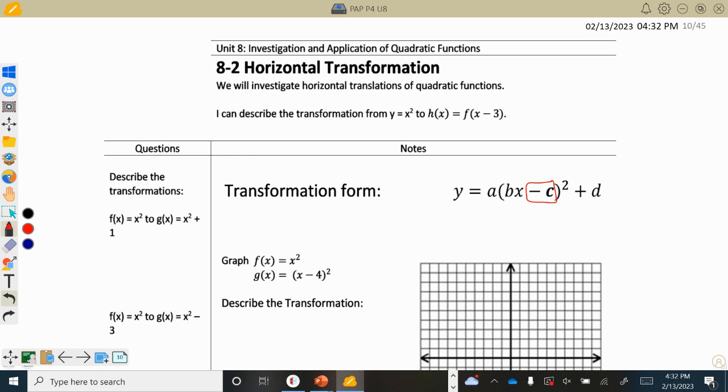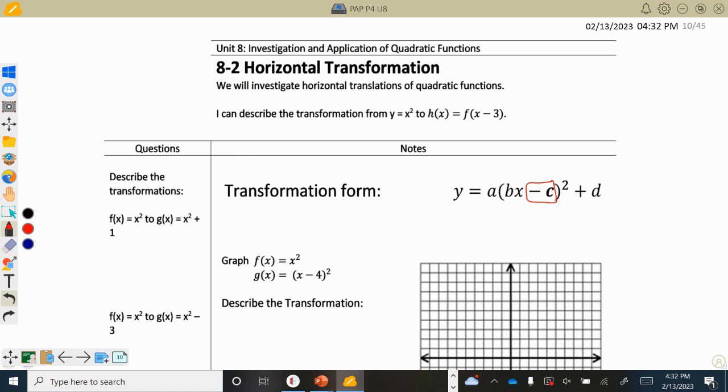And actually, because it's inside the parentheses with the x, if you will remember, oh gosh, did we do this with linear? I don't remember. I know we talked about it briefly with linear. I don't remember if we went into all that detail. It's been a while, all right?